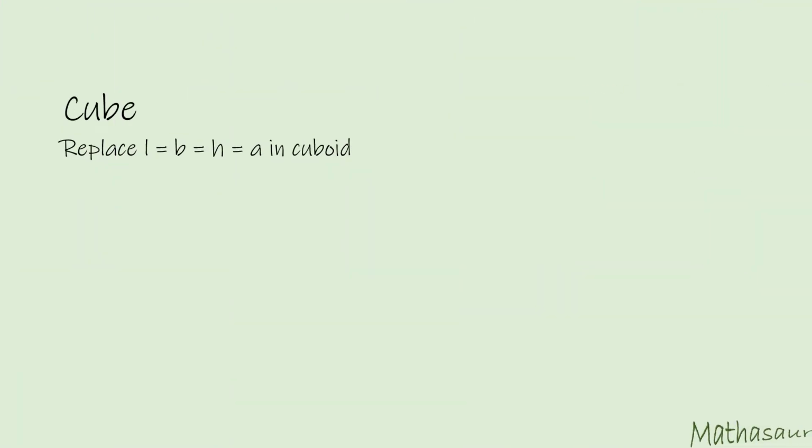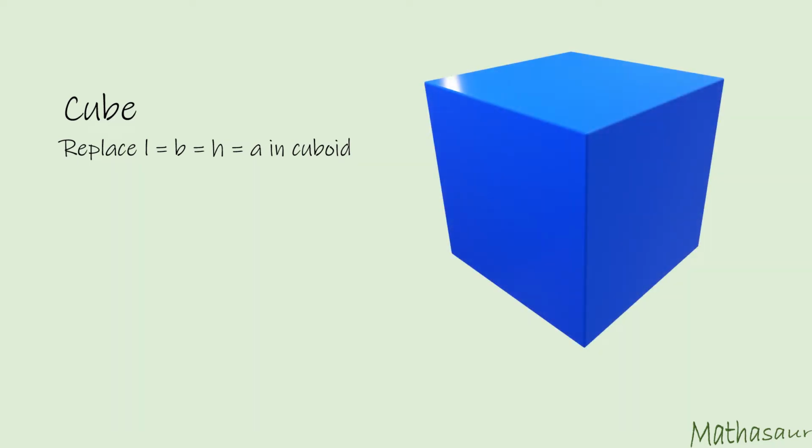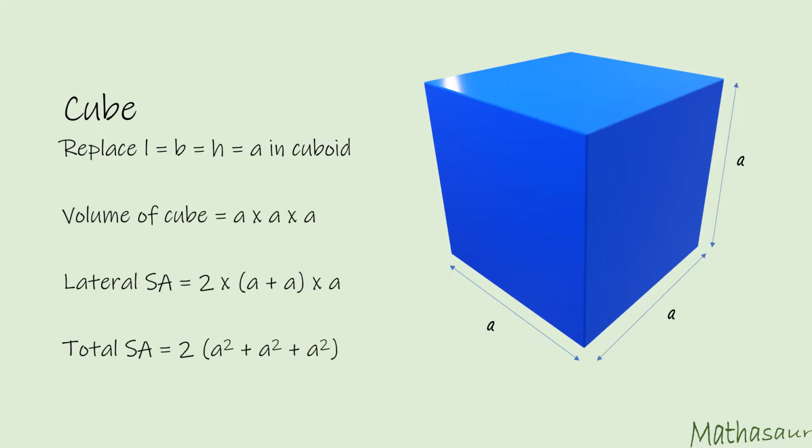A cube is a special type of a cuboid where all its dimensions are equal. So we can represent the length, breadth and height with A. So volume of a cube would be A times A times A. The lateral surface area would be 2 times (A plus A) times A, and the total surface area would be 2 times (A square plus A square plus A square).